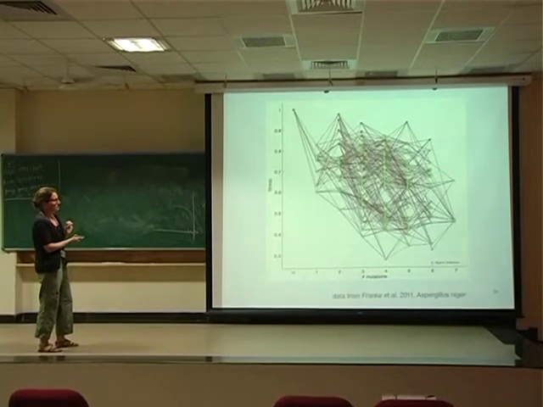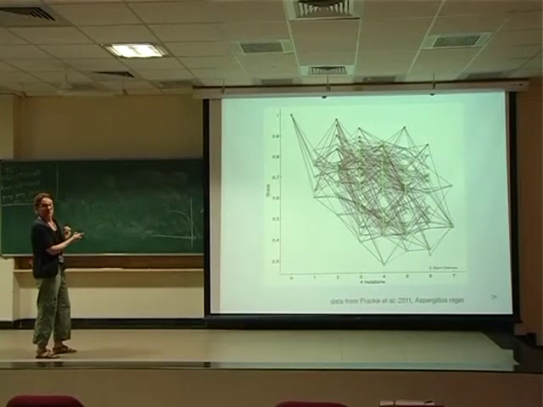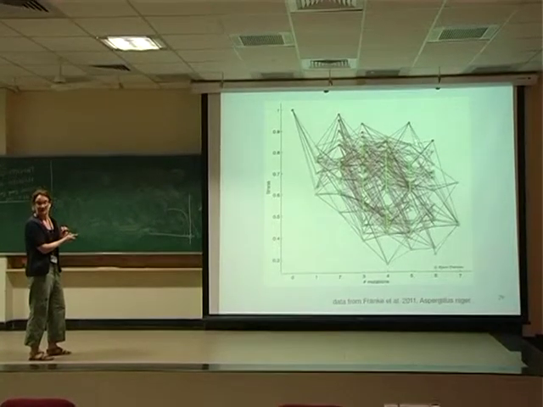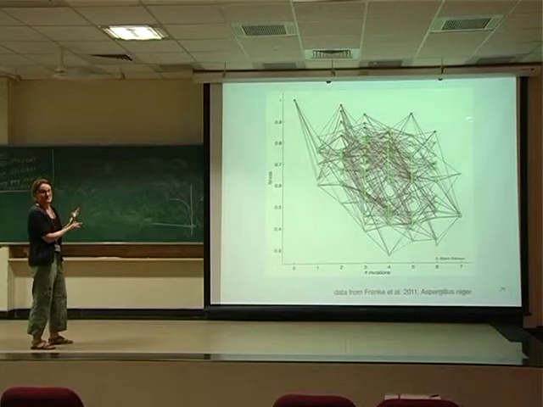And you could certainly imagine if you started here and tried to adapt, you could get caught on one of these local peaks. You make a few beneficial mutations, you end up here, and now if you can only access one-step mutations, you're sunk.